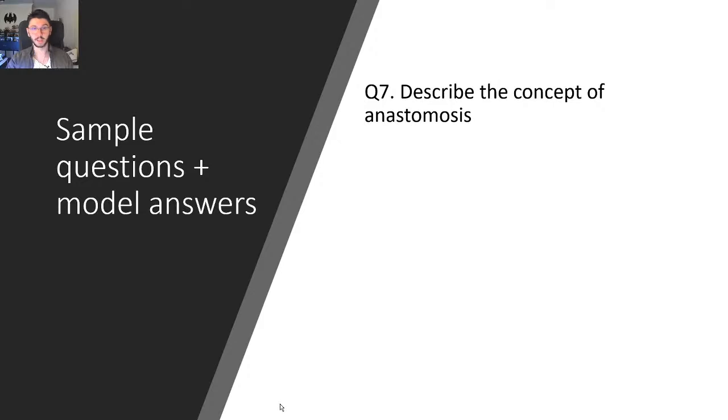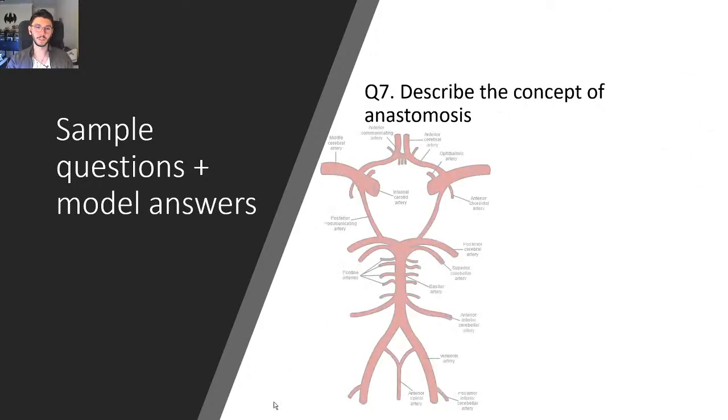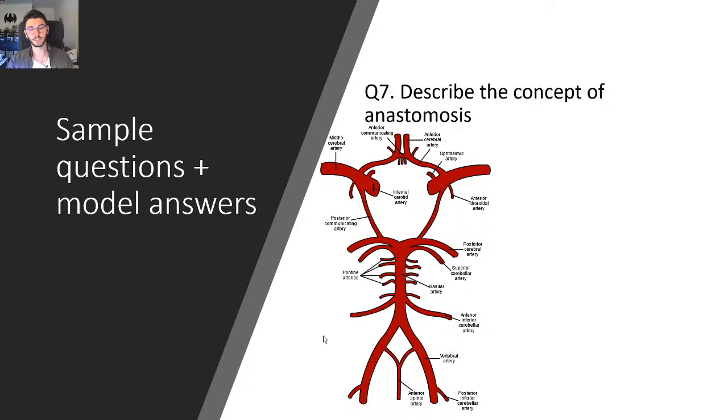Okay, this is the final question, sorry. Describe the concept of an anastomosis. An anastomosis is essentially a joining, a natural or surgical joining of tubular structures. That could be arteries, veins, or even intestines.